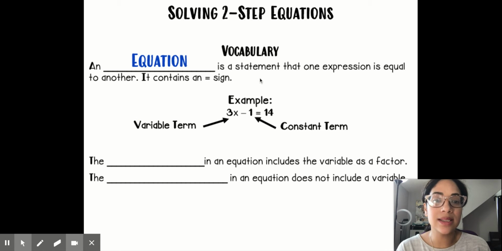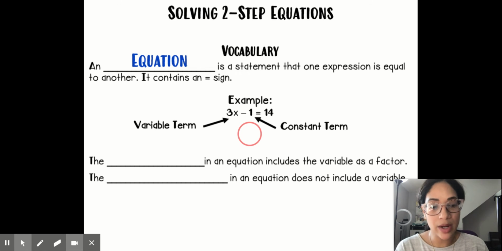So an equation is a statement where one expression is equal to another. It contains an equal sign, as we can see here in this example. We have 3x minus 1 equals 14. Now, specifically today, we're dealing with equations that require you to do two steps to solve.